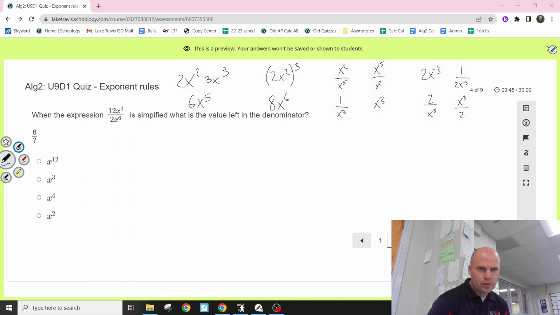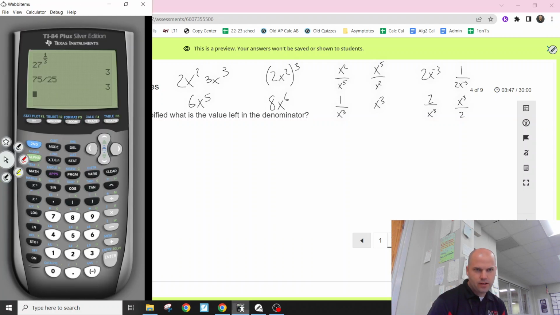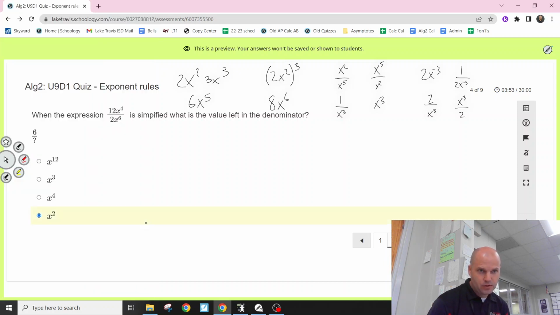12x to the 4th over 2x to the 6th. Again, your calculator can do the numbers as you see them. You need to use exponent rules to figure out what goes on with the exponents. So the 12 divided by 2 is the 6. Now, x to the 4th over x to the 6th is one of these situations where I'd cancel 4 x's, leaving us with a 1 up top. Cancel 4 x's, leaving us with 2 x's in the bottom. So this is why I end up with x squared on the bottom.